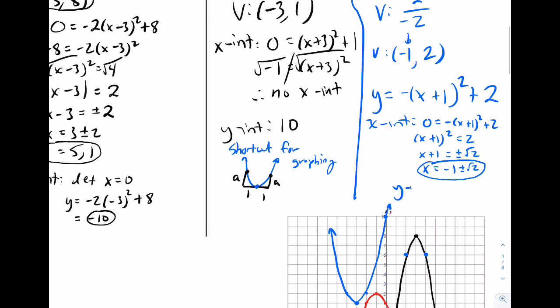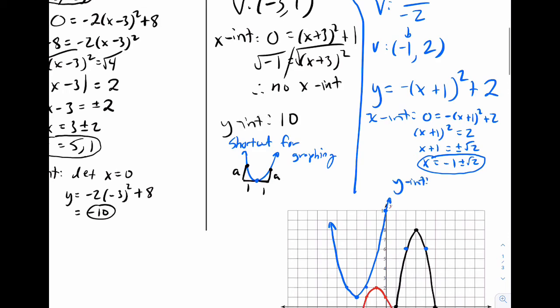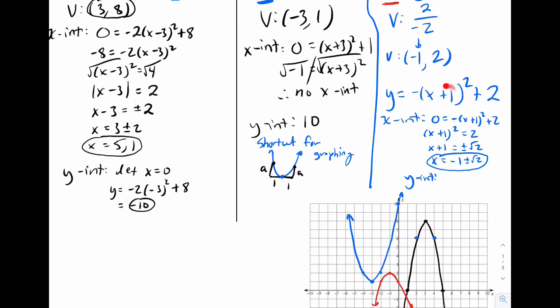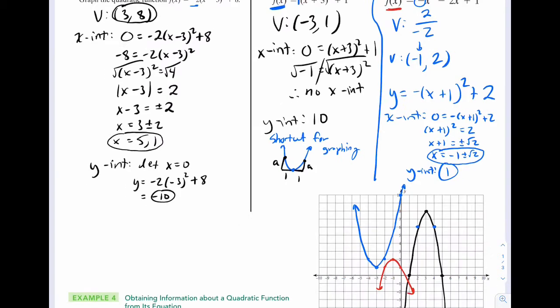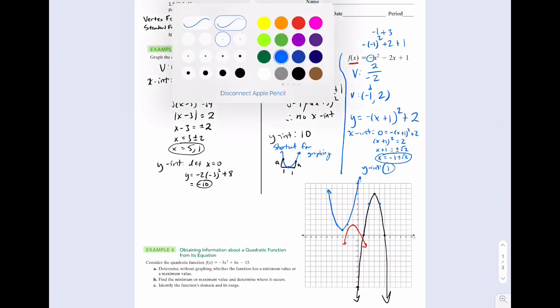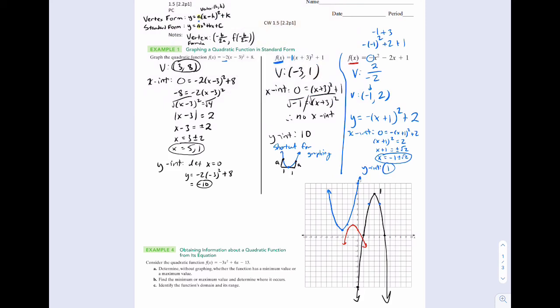And the y-intercept, even though I can kind of see it on the graph, we still want to verify it. Plug in 0 right here. That'd be negative 1 plus 2, and that's positive 1. And there's our 3 graphs. There's our first one, here's our second one, and there's our third one right there.